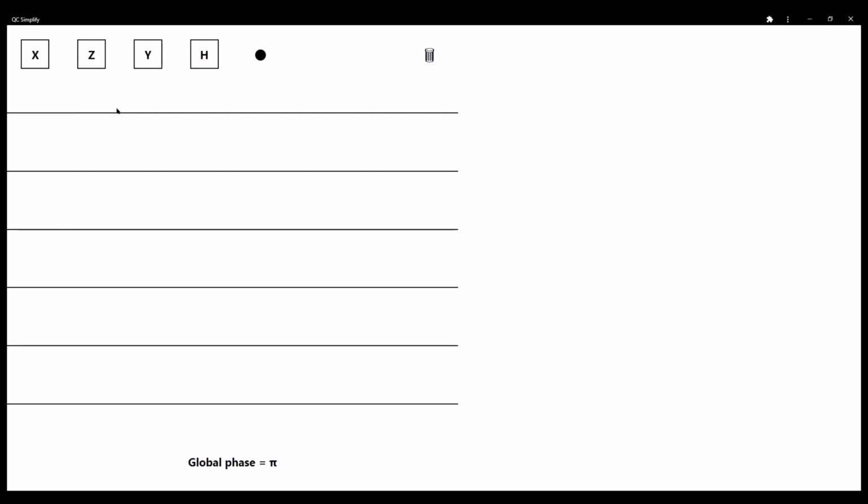And similarly, if you have X, Z, and Y all next to each other, then that cancels out and gives us another global phase. And you can always reset things by clicking this trash can on the top right. So there's a few simplification things here too. But the other neat feature that I've been implementing is visualizing how gates commute with each other.